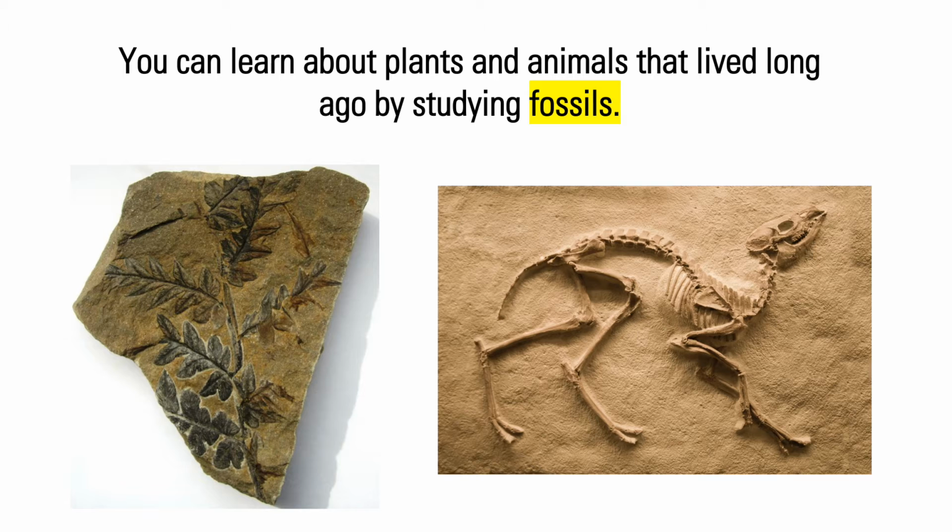You can learn about plants and animals that lived long ago by studying their fossils. As we have mentioned before, whatever remains from a dead animal or plant is called a fossil. And we have agreed that scientists study fossils in order to know how this animal or plant lived a long time ago.